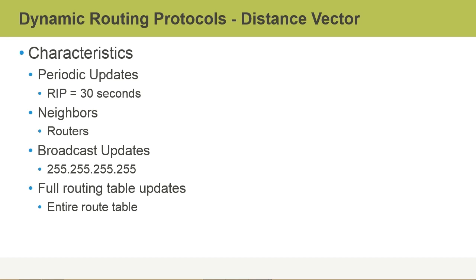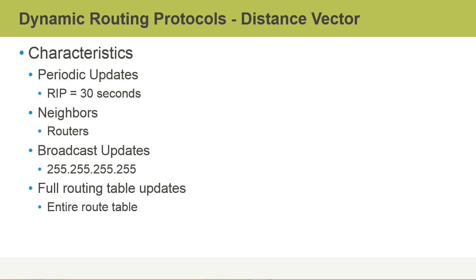Now, distance vector routing protocols communicate with neighboring routers. So any routers that your router is connected to, your router will send updates out to those routers. And then those routers will send updates out to any routers that they are connected to. That's what we mean by neighboring routers: it's all based off physical connections and sending the update to those neighboring devices.